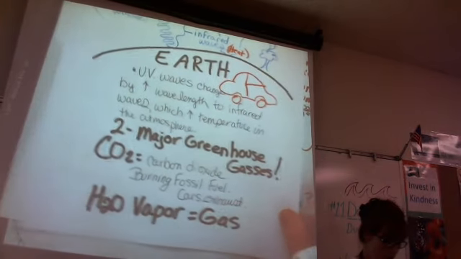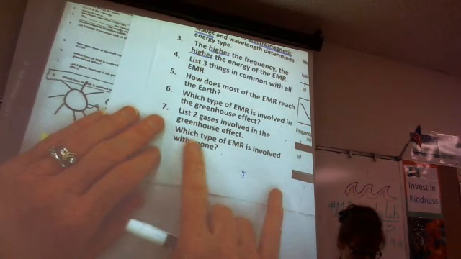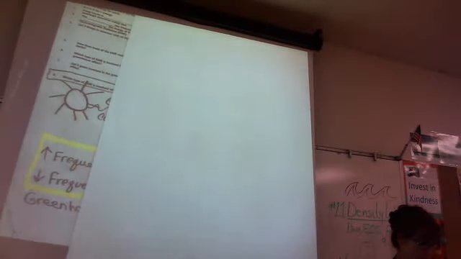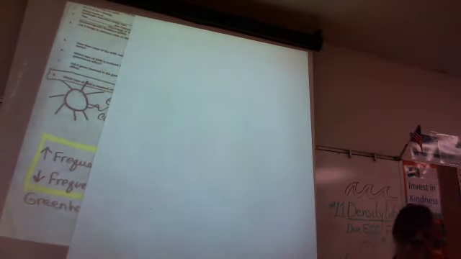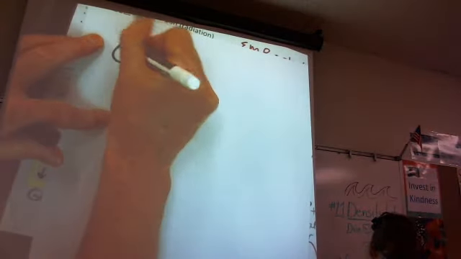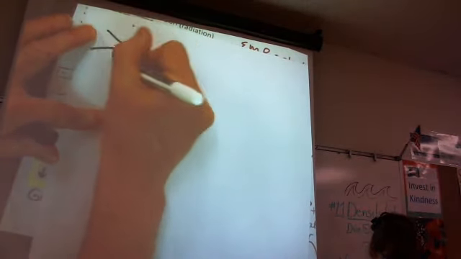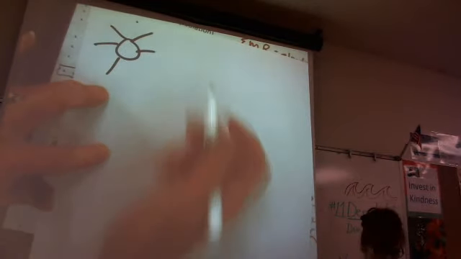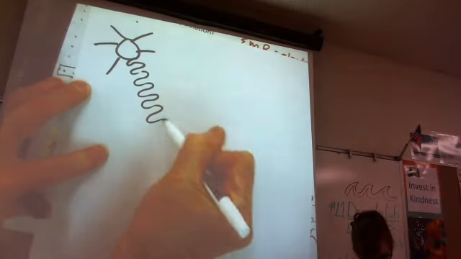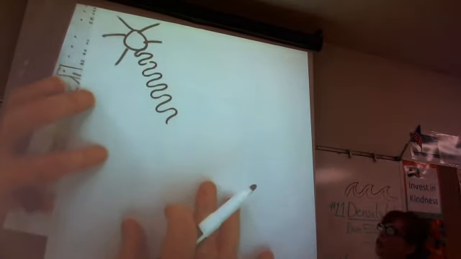Now the next thing we're going to do is talk about the ozone. If you look at your questions on your paper, it says, which type of EMR is involved with the ozone? And that's what we're answering right now. I'm going to start with the sun. So I've got the sun, and I've got the UV rays coming to Earth.